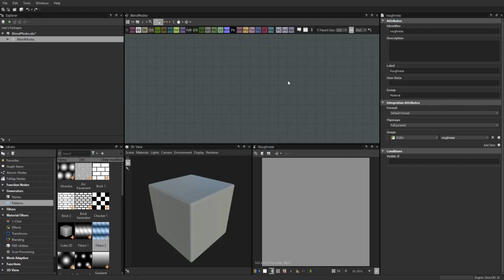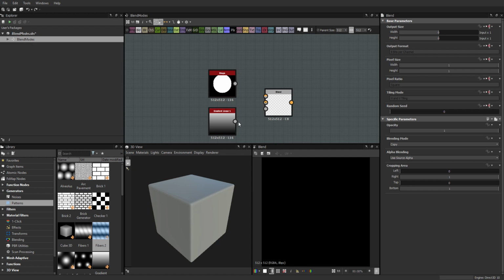I quickly wanted to talk about the different blending modes and why they're really important to understand inside of Substance. So we're going to set up a little example here. We have two different properties on the blend node. We have a background and a foreground. That's important, and I'll discuss that in a second.